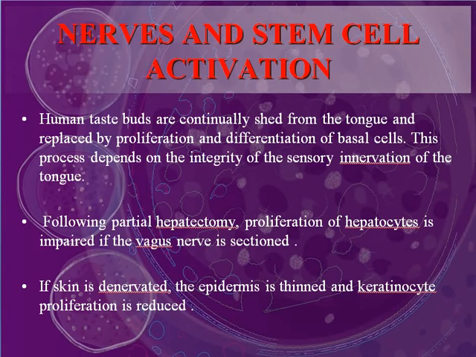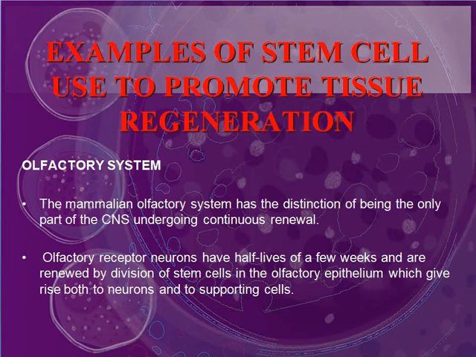So we see that following a partial hepatectomy, the proliferation of the hepatocytes is impaired if the vagus nerve is sectioned. So whenever we section the vagus nerve, the proliferation of the hepatocytes is impaired. So this shows there is some connection between the nerves and the stem cell activation. If skin is denervated, the epidermis is thinned and keratinocyte proliferation is reduced. So this also gives an indication.